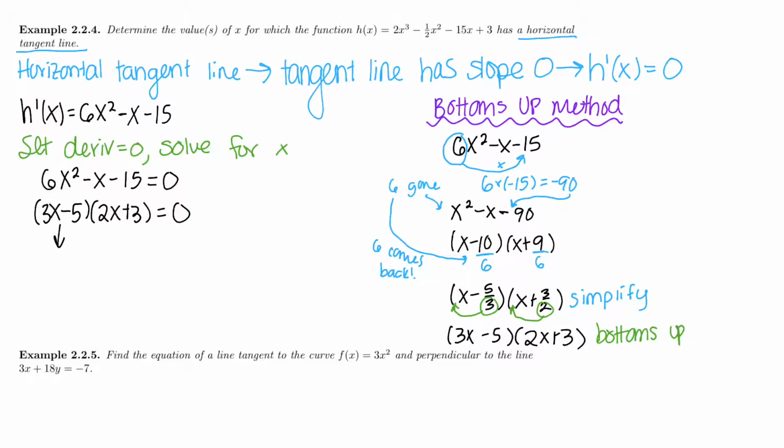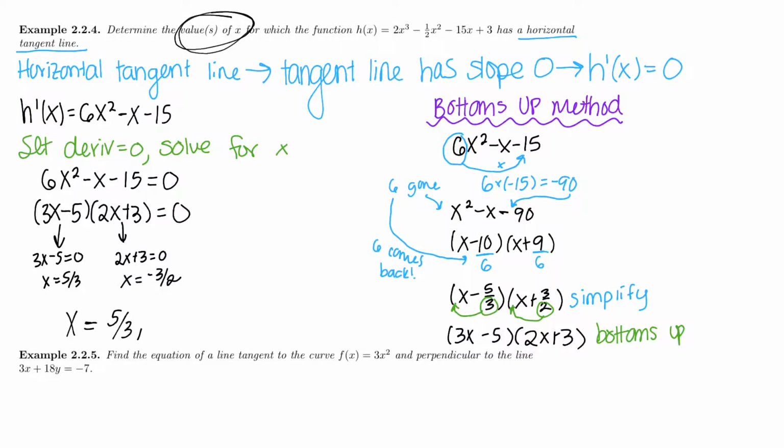So if you have 3x minus 5 equal to 0, you get x equal to 5/3. 2x plus 3 equal to 0, x is equal to negative 3/2. It just wants the values of x, so we don't need to find points or anything. So we have 5/3 and negative 3/2. Those are going to be the x values where the tangent line is horizontal.